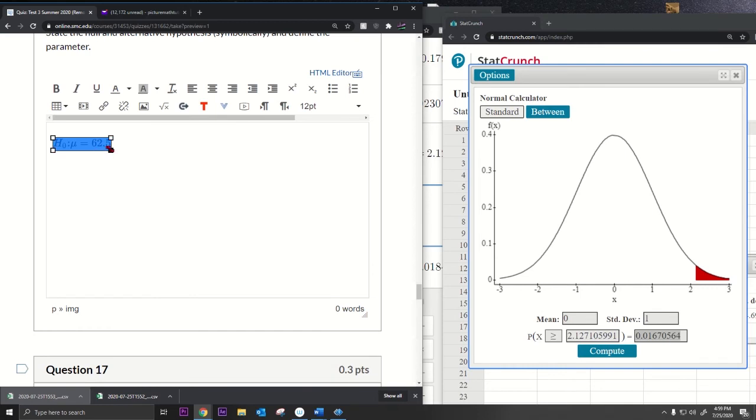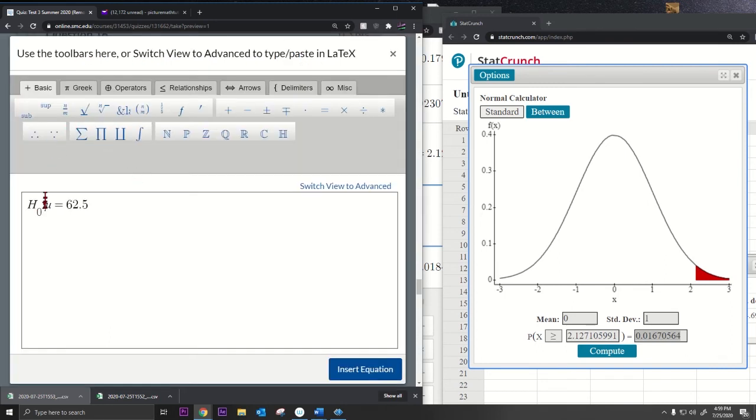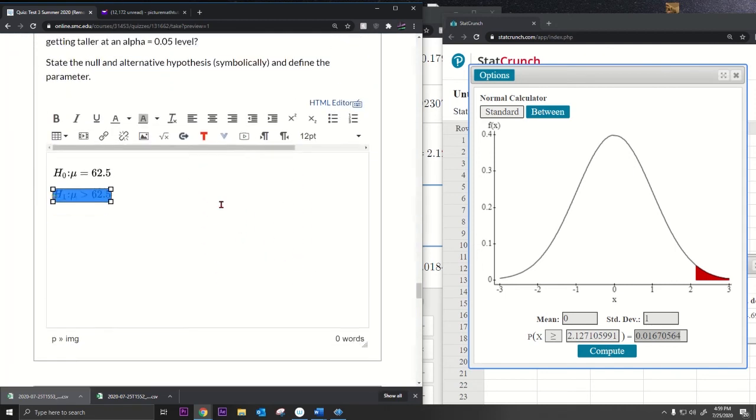Insert, and then I think it's 62.5. Yes. So then the alternative, Control C, Control V. Oh yeah, I have to click here to go in there. Change this 0 to 1 for the alternative, and what is it? Is this greater than? Or is this a two-tailed test? What is it?